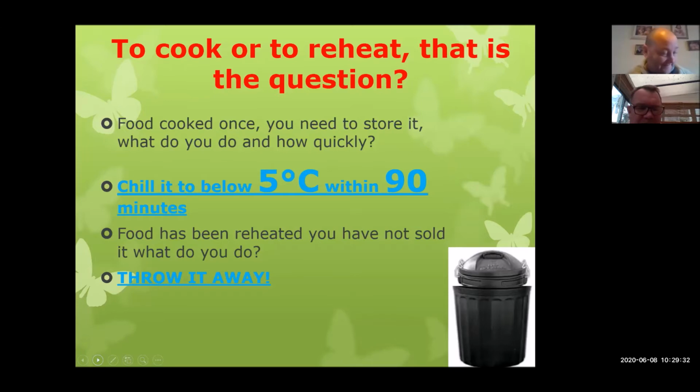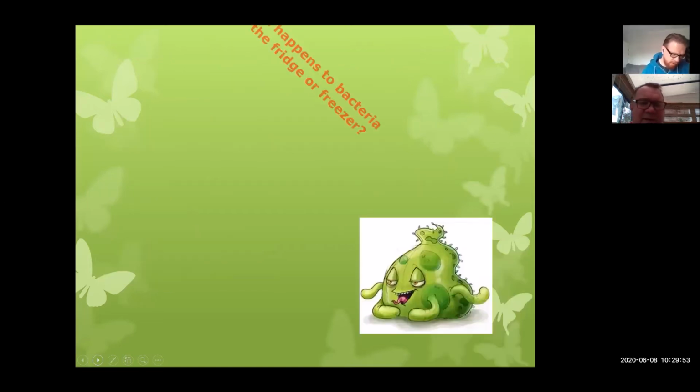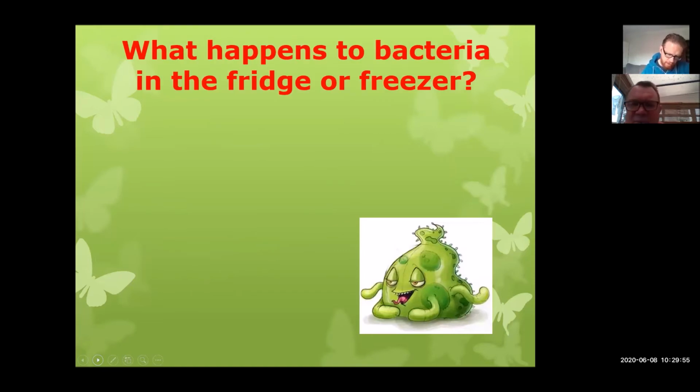Definitely. Remember, this is only food that's been cooked once, though. Reheated food, once it's been cooked twice. What do we have to do with that reheated food once it's been cooked twice? Throw it away. Yeah, you can't reheat it. It has to be thrown away. Good. Yeah, chuck it away. Well done. Don't give it to your neighbour. Don't give it to your staff.